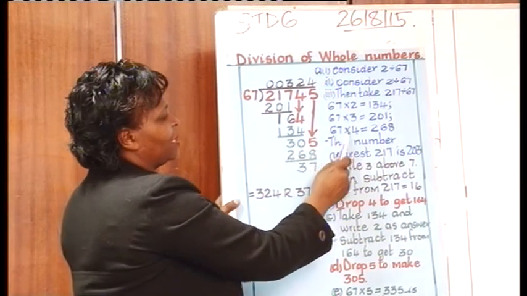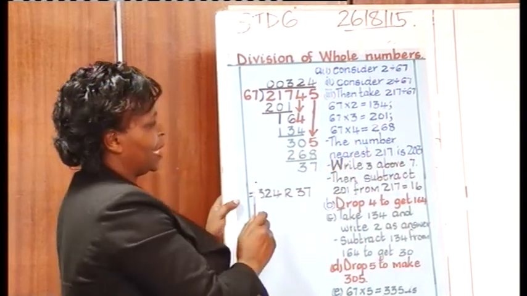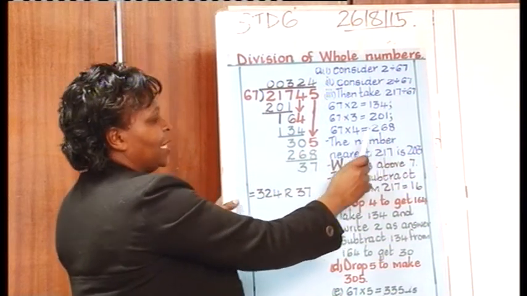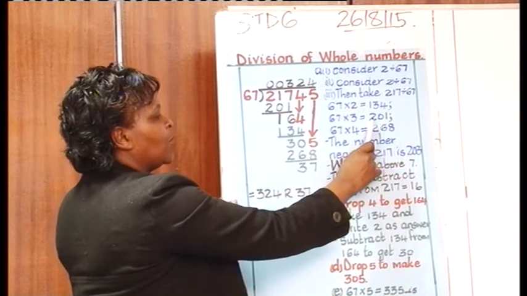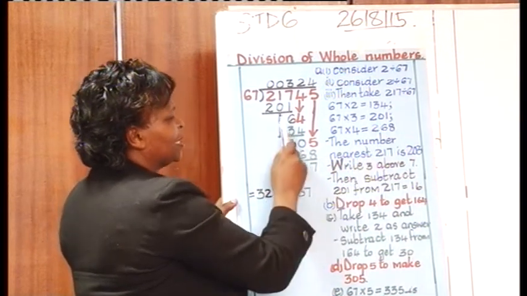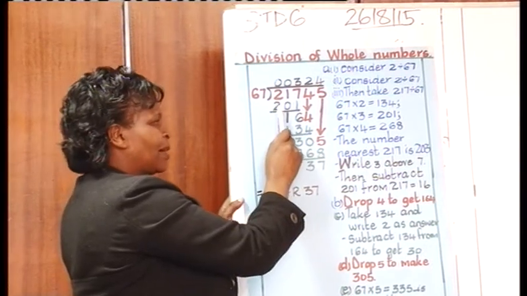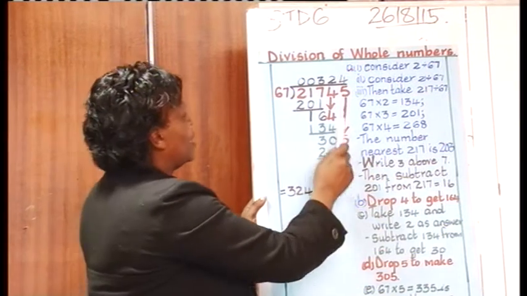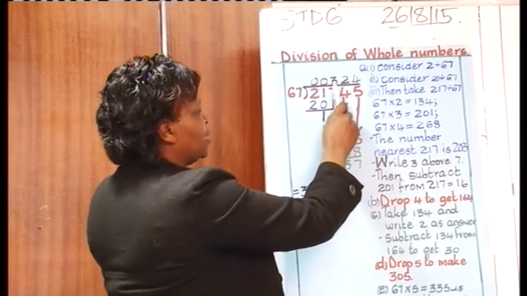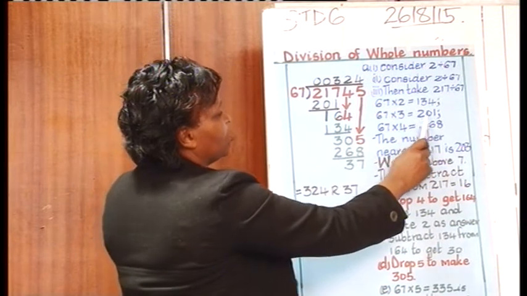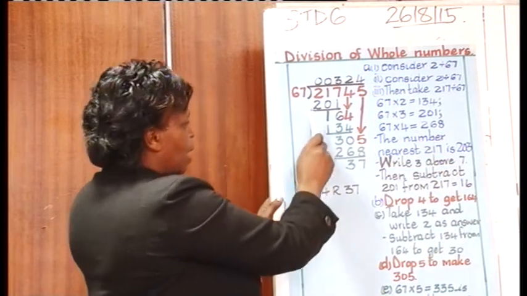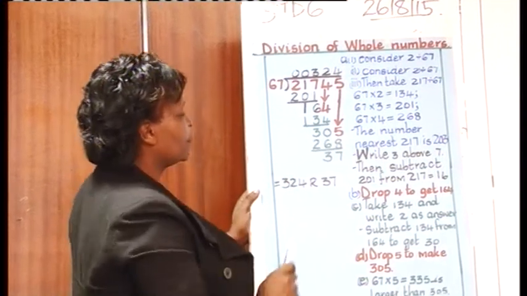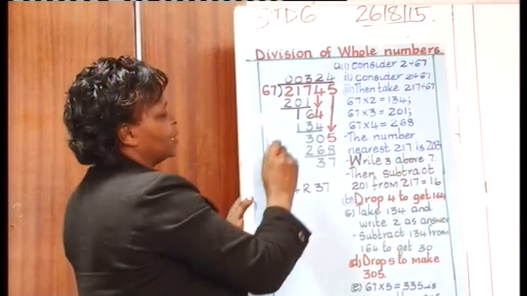When I multiply 67 times 4, I get 268. So I cannot take this, because 268 is a bigger number and it cannot be taken away from 217. So, in other words, I'll take 3 and write it on top of 7, and then I take 201 as a result of multiplying 3 times 67, and then I take away. When I take away, I'll get 16.